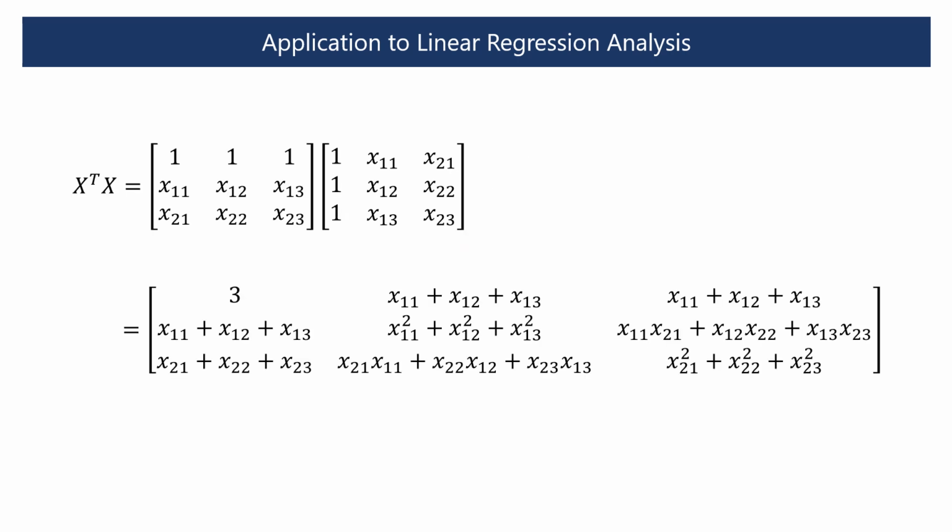Calculating the product of the transpose of matrix X and the original matrix X results in this matrix. The value of 3 in the upper left corner represents the number of observations. This value is the square of the intercept, summed as many times as the number of rows in the original matrix. The number of rows in the original matrix is equal to the number of observations, so it is the same as the number of observations multiplied by 1.